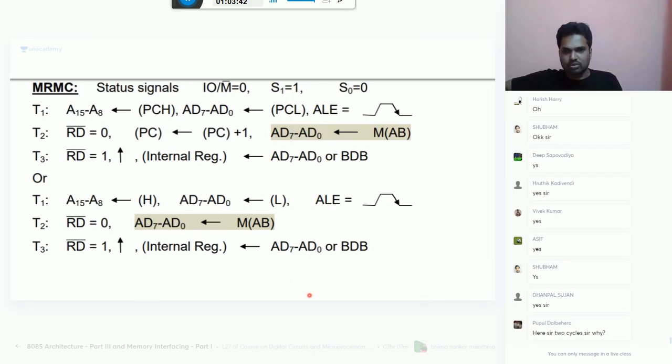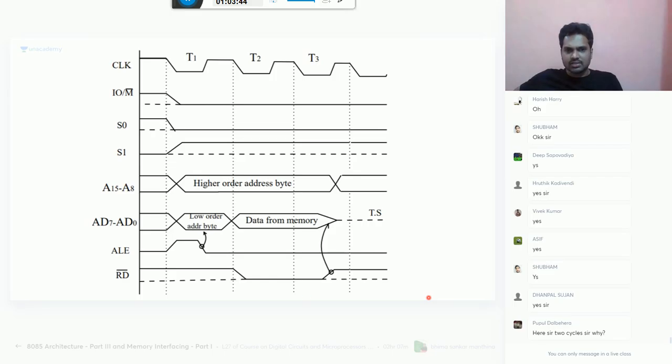One minute, Pupul, what is your doubt? 2 cycles. It is 3 T states, right?